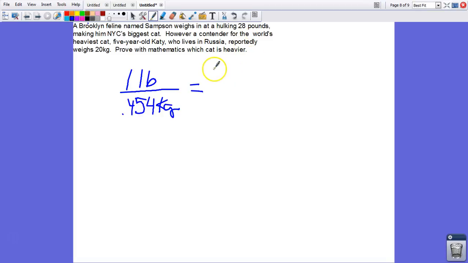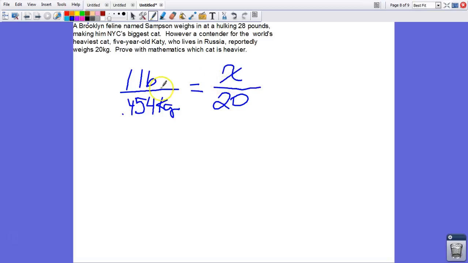Okay, so I could do this either way. I could put Samson on this side, so I would put 28 here and X here, or I could put Katie on this side and I would put 28, oops, I still have my eraser on. Why can't I work this thing? I would put 28 here on the denominator. And then on the numerator, I would put X because we want to know how many pounds she is.